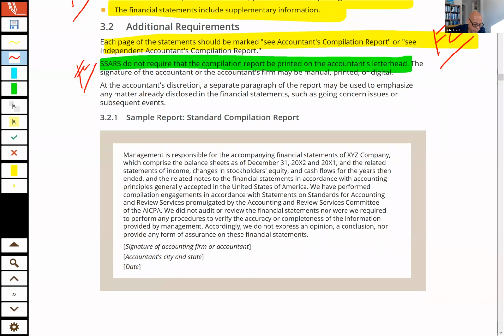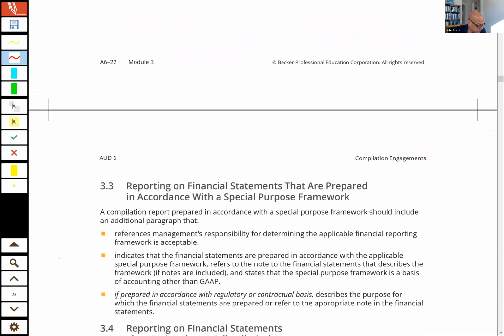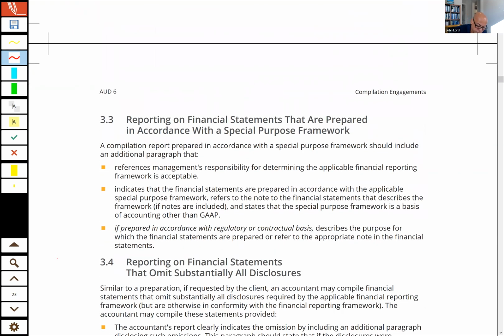Okay, so you come over and they show us what the report looks like. We don't need to go through detail there because we flashcarded the key elements. Coming over, if we are using a special purpose framework, cash, whatever, we are going to have to indicate that the statements are prepared in that applicable framework and refer them to a footnote. So if they follow cash basis, we'd have to say this is a different basis other than GAAP, and see the footnote that describes the basis being used, cash, whatever.